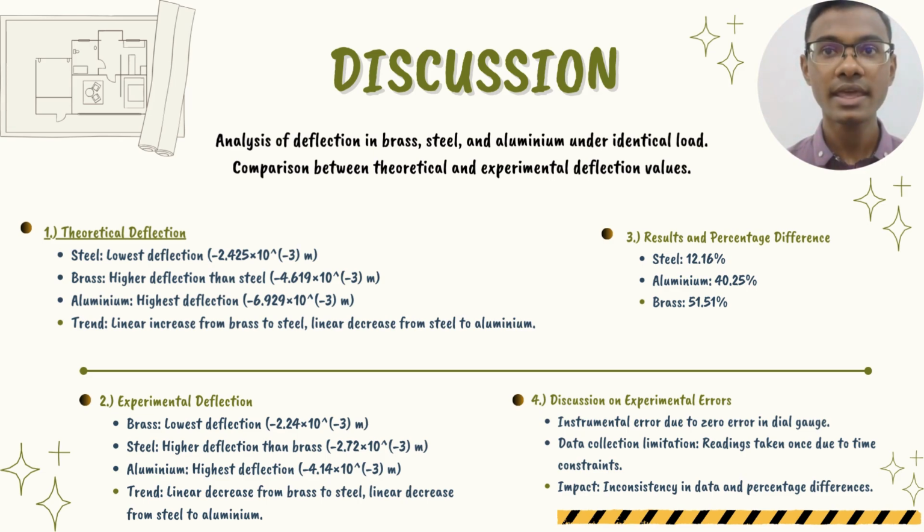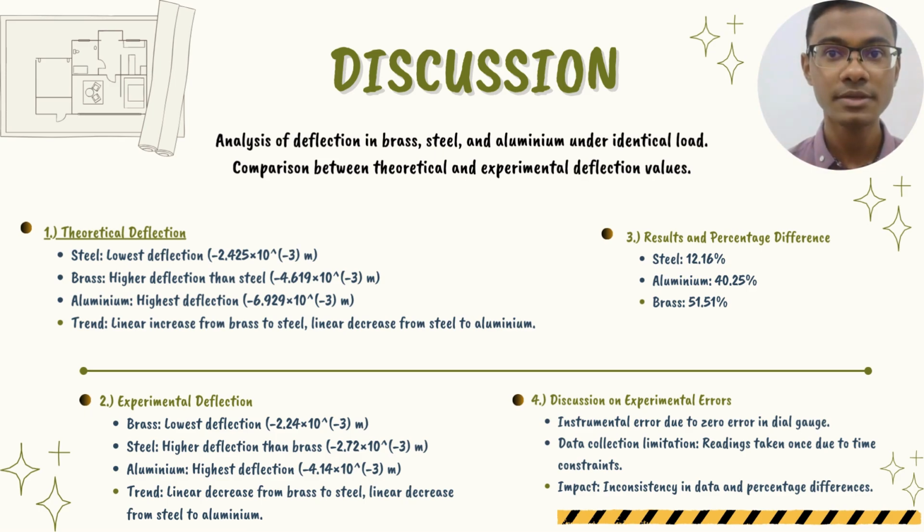Next will be the result and the percentage difference. Well, we get to compare the result and the percentage difference from theoretical deflection with the experimental deflection. For steel, the percentage difference is 12.16% between the theoretical and experimental deflection. Moving on to aluminium, it has a 40.25% difference. Last, brass has the highest percentage difference, which is 51.51%.